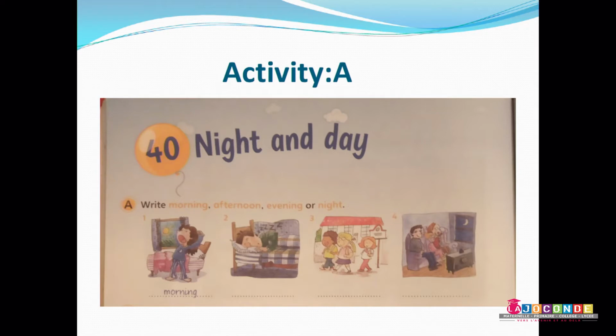So we are in activity A. I'm going to read the question. Write morning, afternoon, evening, or night. Here you have pictures. How many pictures do we have here? We have 4 pictures. Look at the first one. It's the morning. So she wakes up. Look at the girl. She has just woken up. So it's the morning. Look here. He's sleeping. And they are going to school. You look at the time, okay? And look here, they are watching TV. Good.